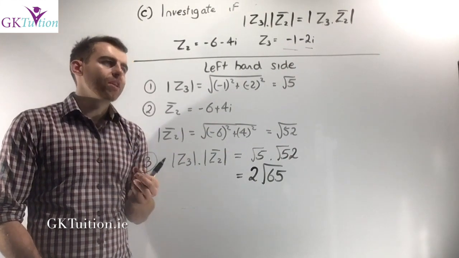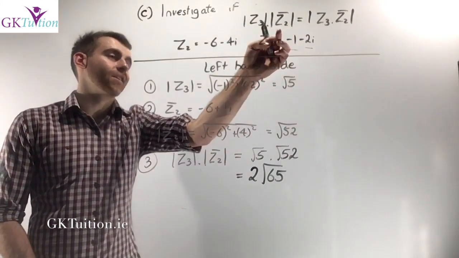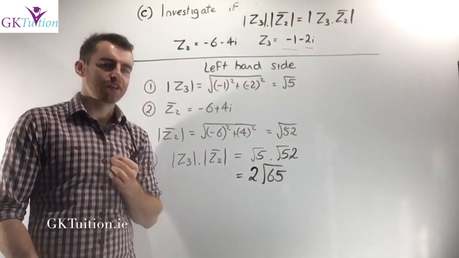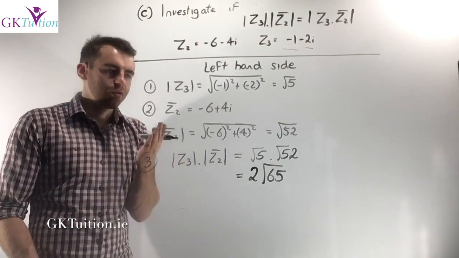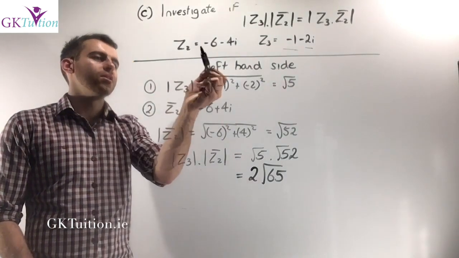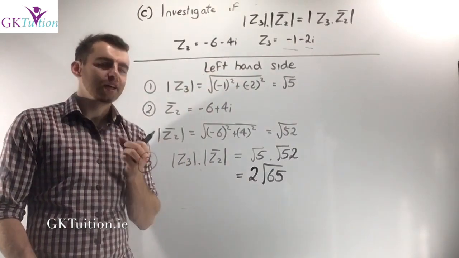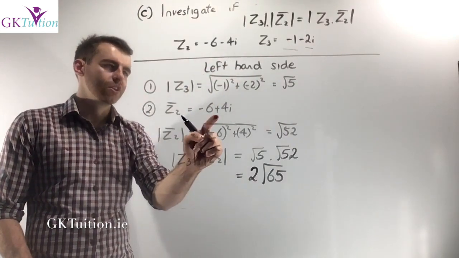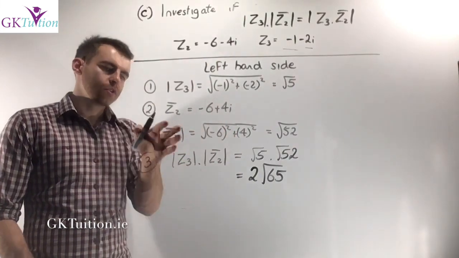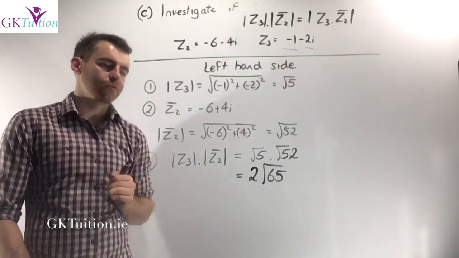The second thing we need to do is get the conjugate of Z2 first. I need to work out the modulus of the conjugate of Z2, so obviously the first thing I need to do is work out what is the conjugate of Z2. If Z2 is minus 6 minus 4i, to get its conjugate we just change the sign. Instead of a minus 4i, it becomes a plus 4i. So the conjugate of Z2 is minus 6 plus 4i.